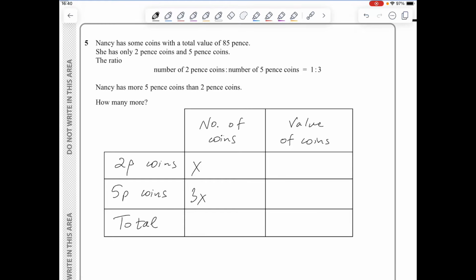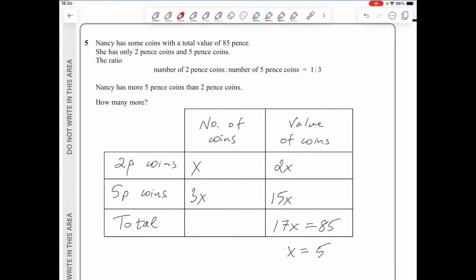Now, since one 2p coin has a value of 2p, x of them will have a value of 2x pence. And similarly for the 5p coins, I've got 3x of them times 5p each will give me a value of 15x pence. Now, if I add those two, I will get 17x. But I know that this value should be equal to 85 pence, so if you do the division, x comes out to be 5.